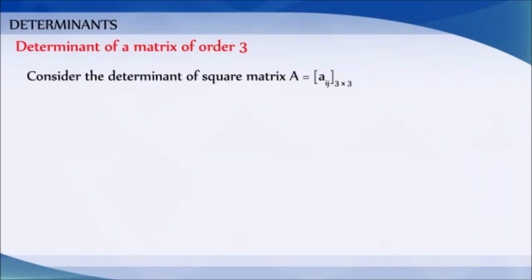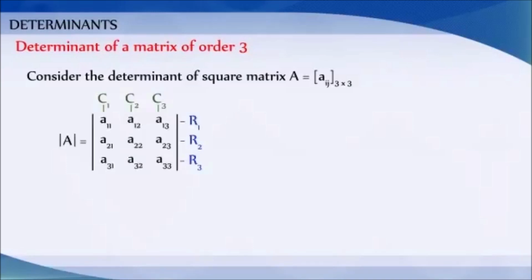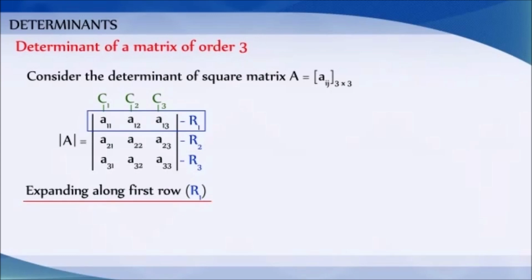Consider the determinant of a square matrix A is equal to [aij] of order 3 by 3. That is, determinant of A is equal to determinant of a11, a12, a13, a21, a22, a23, a31, a32 and a33. Now, let us see how we find the value of this determinant by expanding it along the first row, that is R1.